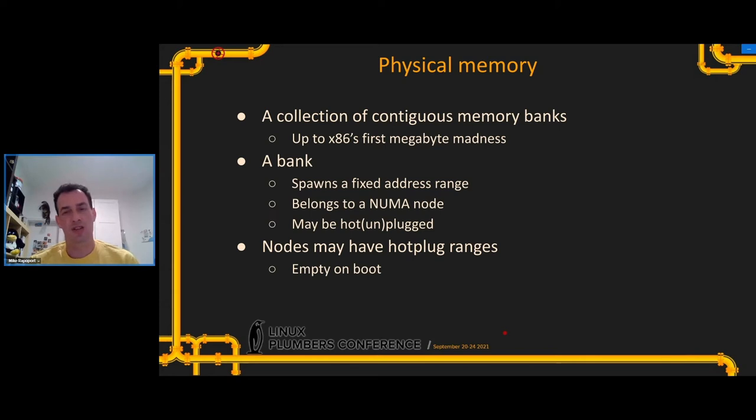So back to the things, to recap, we have a collection of contiguous memory banks. Every bank has a physical address, it has its size. It might have a particular NUMA node it belongs to. It might be plugged or unplugged at system runtime.